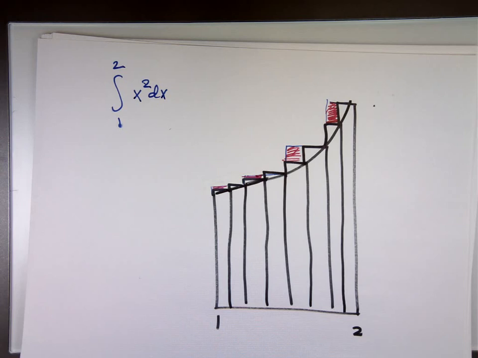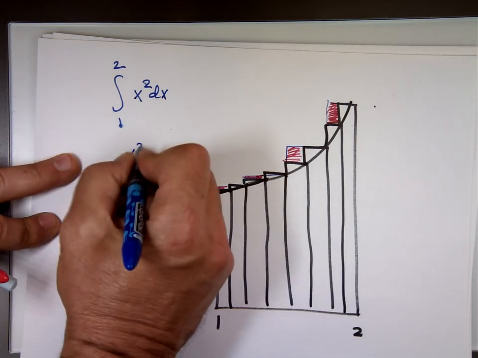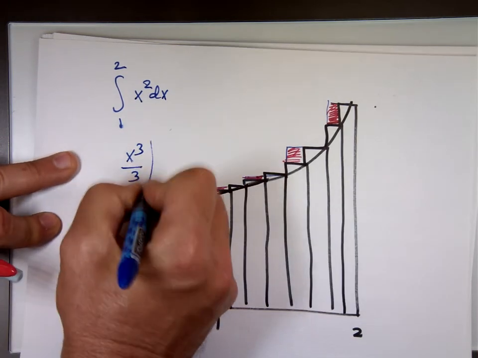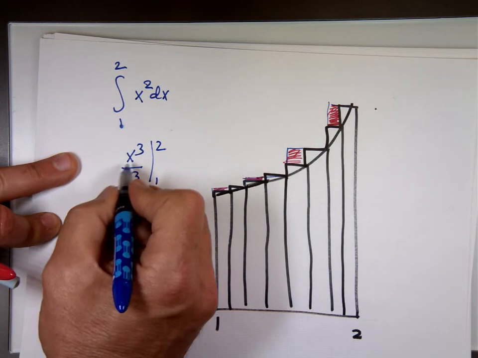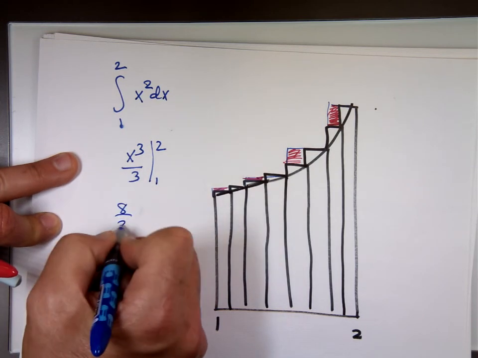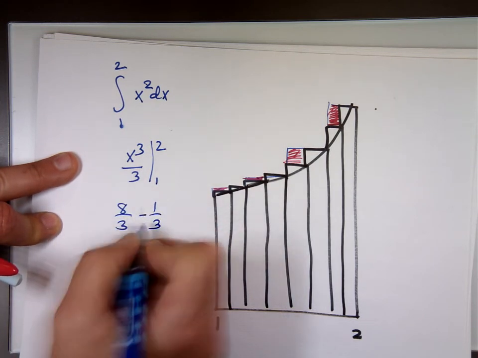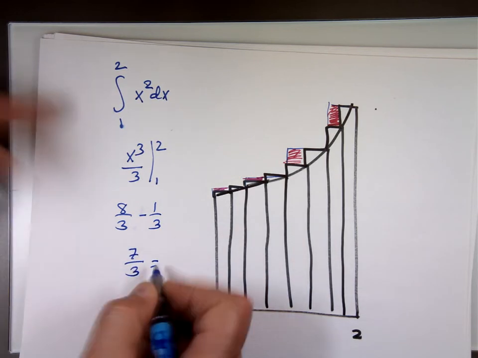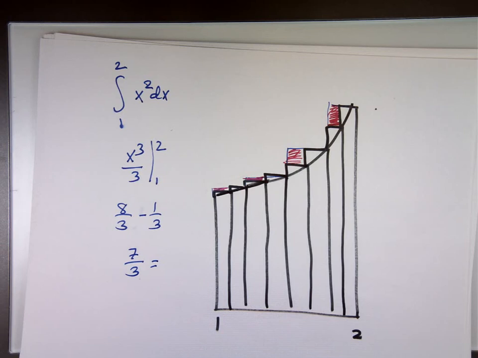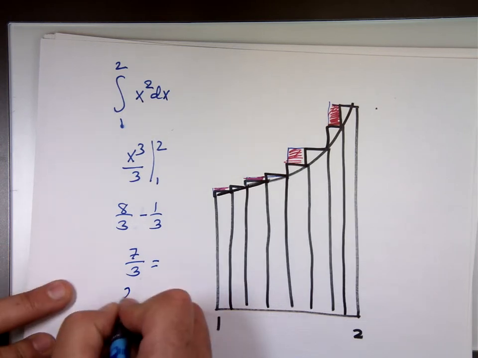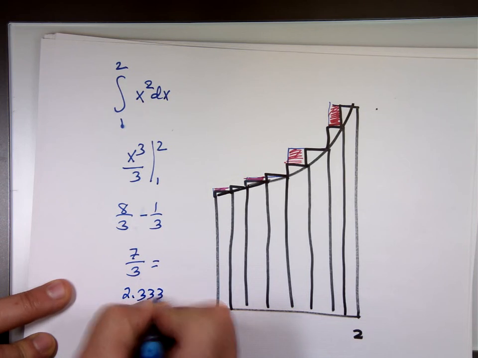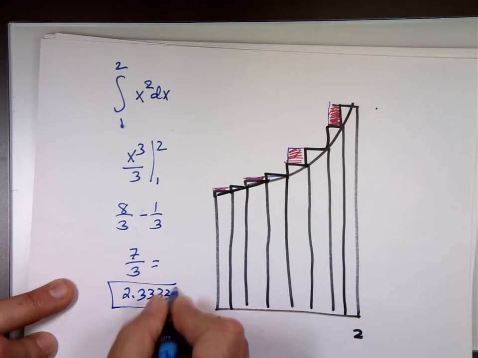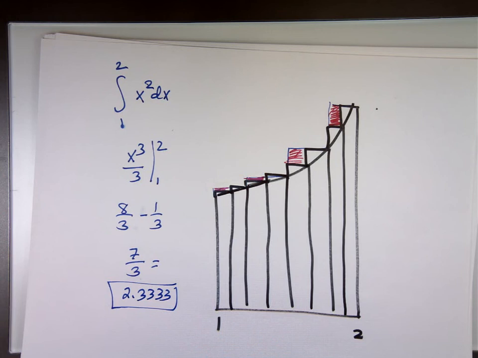And the answer to that, x to the 3rd over 3. Just got to trust me on this. 2 cubed, that's 8 over 3 minus 1 over 3. The correct answer, the exact answer, is 7 over 3. And what is 7 divided by 3? 2.3333. That's the exact answer to infinite cuts. So that's why we're looking at this. That's what calculus allows us to do.